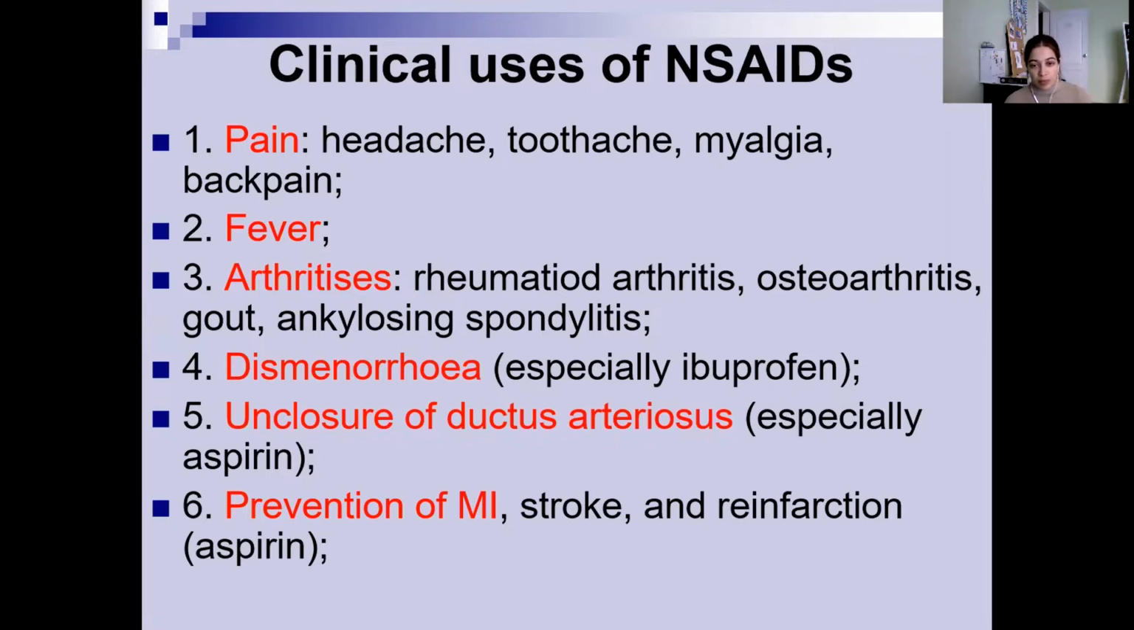Well, also the last, prevention of myocardial infarction, stroke, and reinfarction by aspirin. Why? Because these pathologies are often connected with the formation of clots in blood, with high aggregation of platelets, for example, and high blood clotting. So the non-steroid anti-inflammatory drugs, by reducing this and making blood more liquid, prevent myocardial infarction, stroke, and so on.